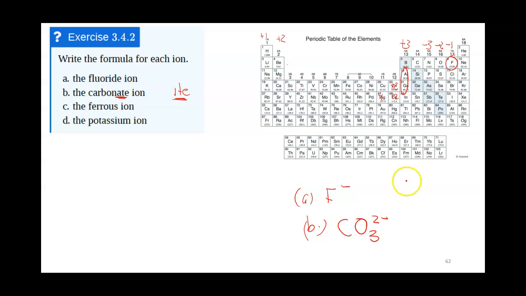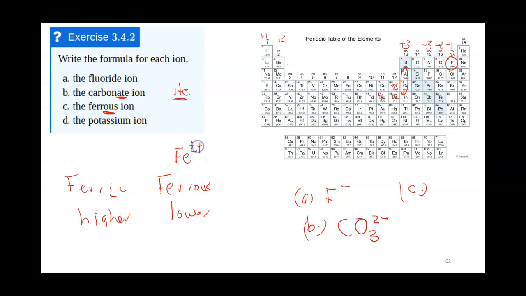So there's really nothing for it. You just have to kind of recall that from memory or look it up in the table. This one's going to be a little bit weird. Ferrous. So I got to remember that ferric and ferrous, that this is the lower, this is the higher. So this is Fe2+, and this is Fe3+. So ferrous is Fe2+.